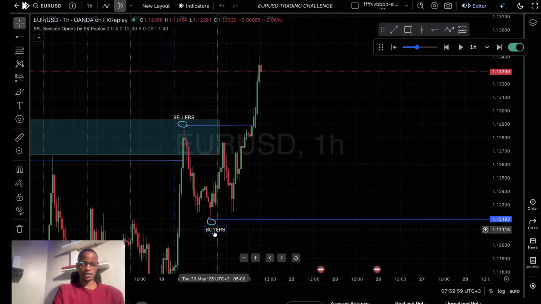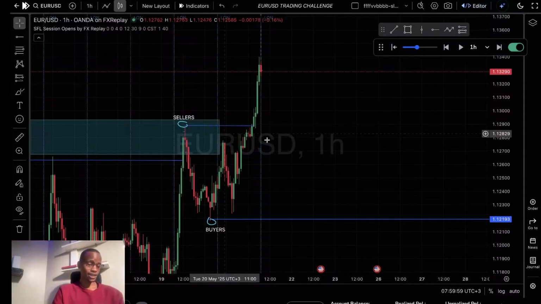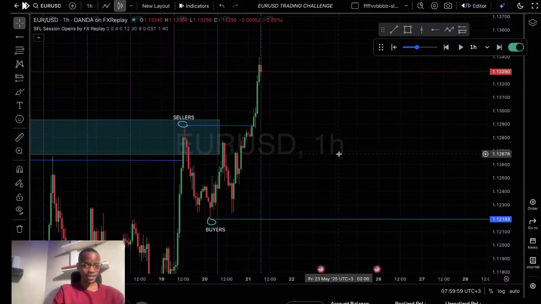So buyers went ahead and took out these sellers, and now what do we have in mind? Buyers are in control. So anything in between, we are only buying. I'm not going to sell, although we have a lot of sellers up. What I know is always in the markets, buyers are always gonna overcome the sellers. So if we're in a bullish trend, we're always gonna take out the sellers, and that's how we will make money.